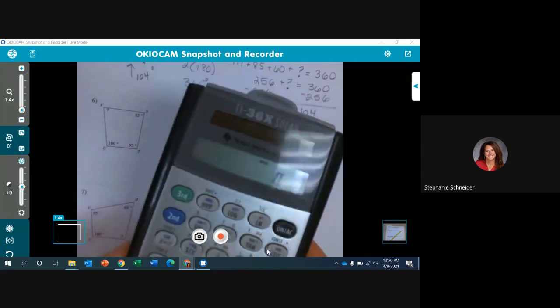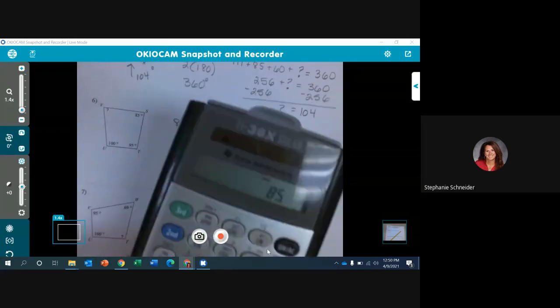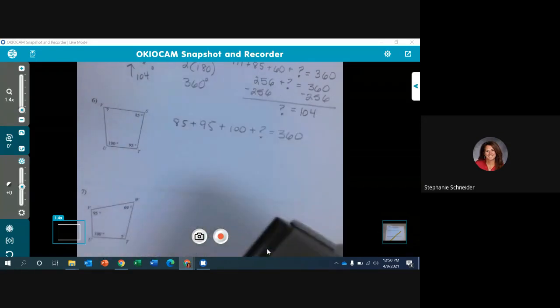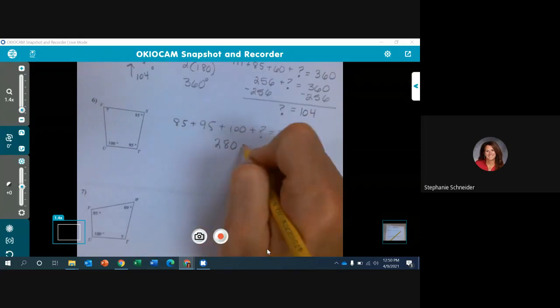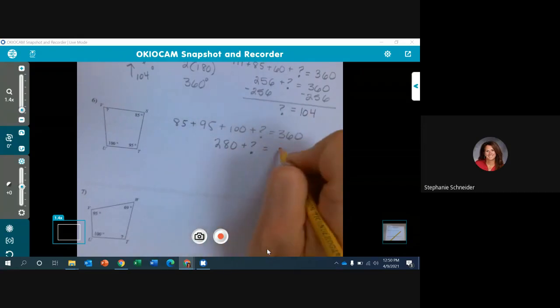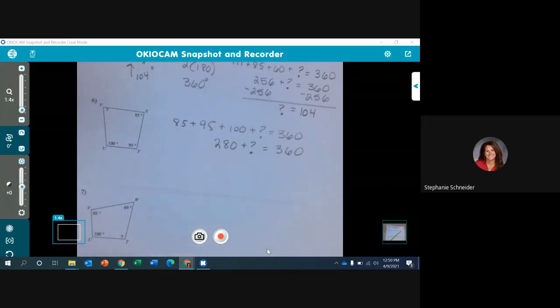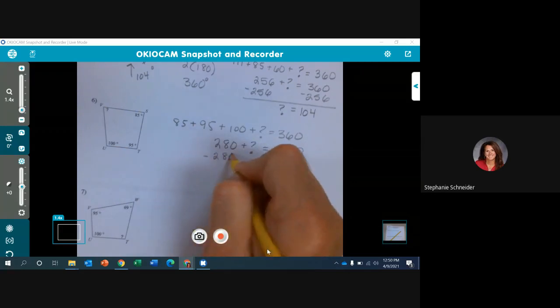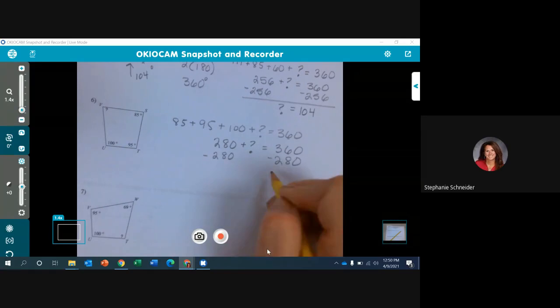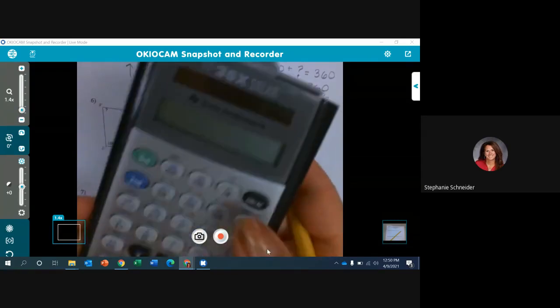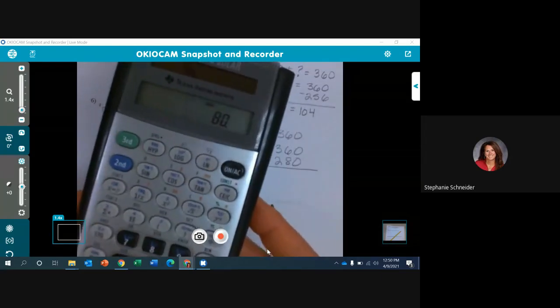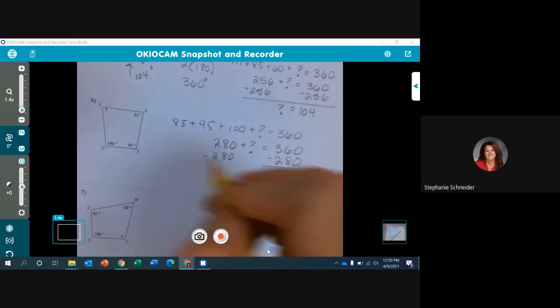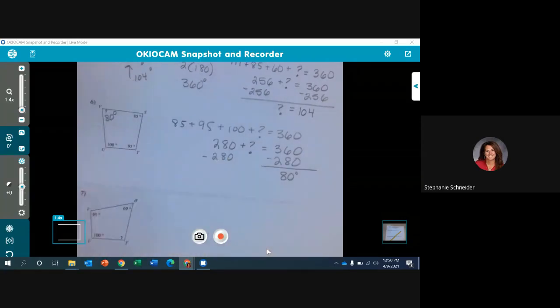So I have 85 plus 95 plus 100 is equal to 280. So I have 280 plus question mark equals 360. How do I get the question mark by itself? Well, I'm going to subtract both sides by 280. Get my calculator out. 360 minus 280 equals 80. So this missing angle right here is 80 degrees.